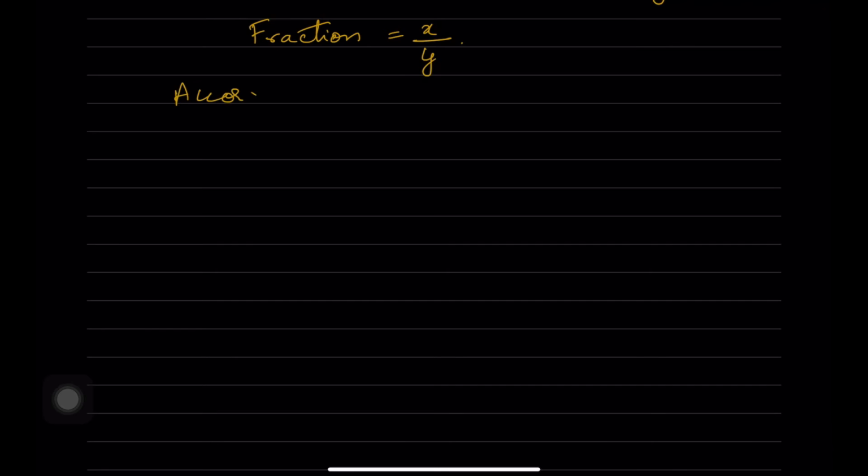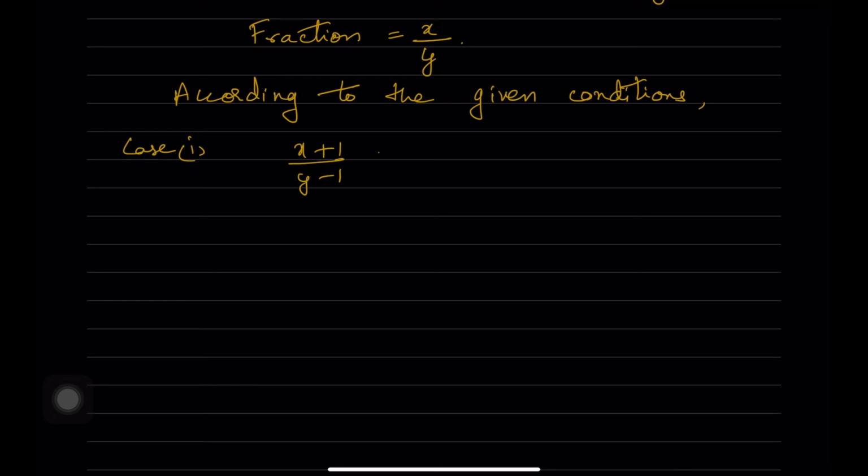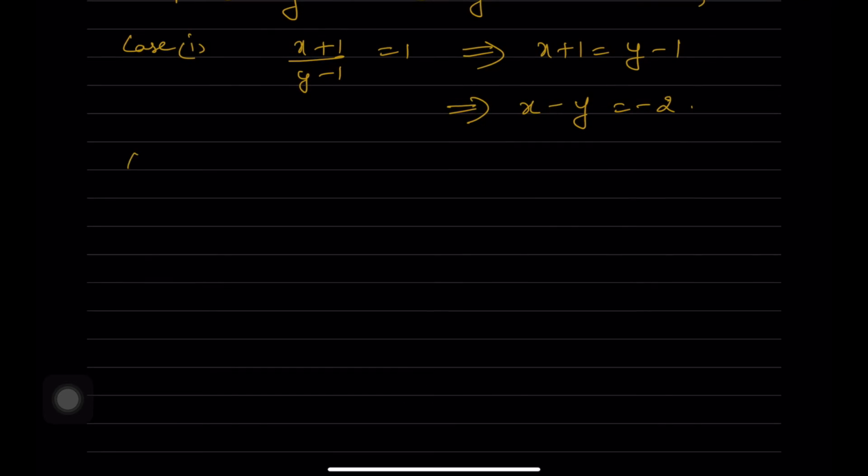Then according to the given conditions, we have two cases. In case 1, if 1 is added to the numerator and subtracted from the denominator, the fraction reduces to 1. So (x + 1)/(y - 1) = 1, so x - y = -2. You are getting the first equation.